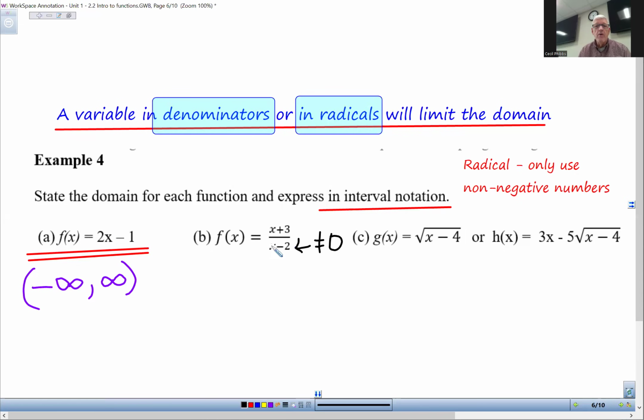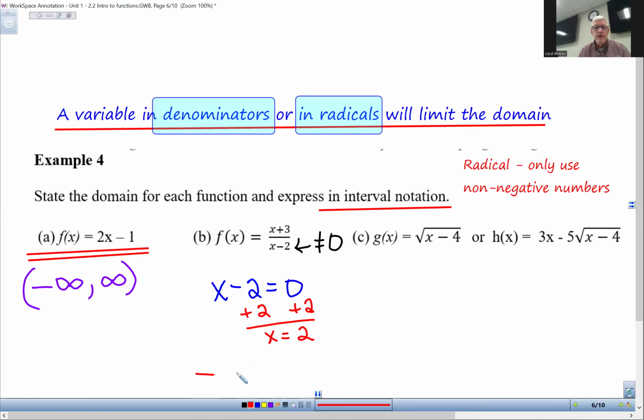So we need to figure out what would make our denominator 0, and that's the number or numbers we have to remove from the domain. Now, if you see it right away, that's great, but if you don't, you can always take the denominator and let it equal 0, and solve for x. To do that, we would add 2. So when x equals 2, we get 0. So that's the number we need to remove from the domain.